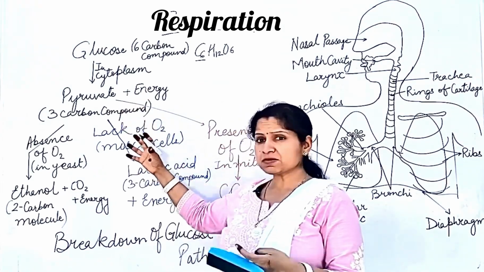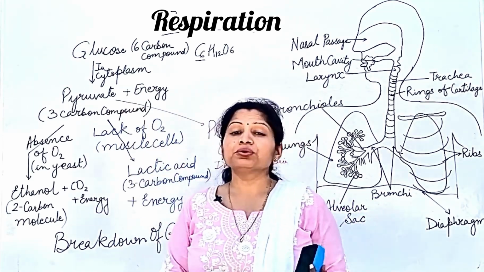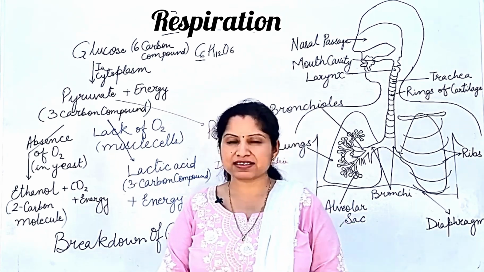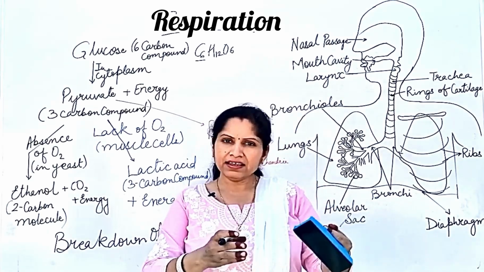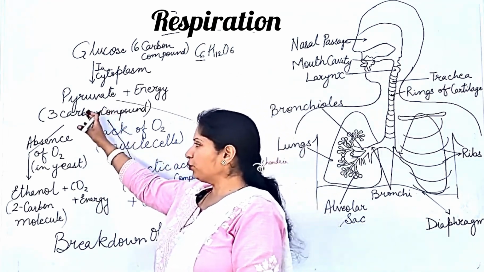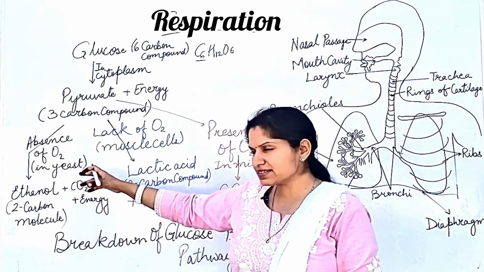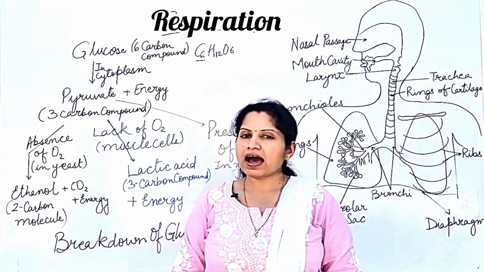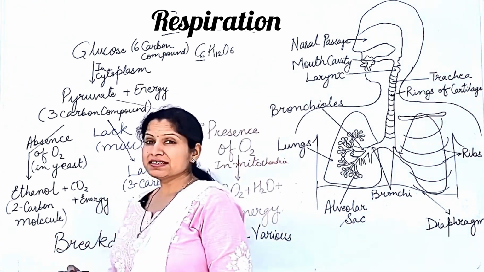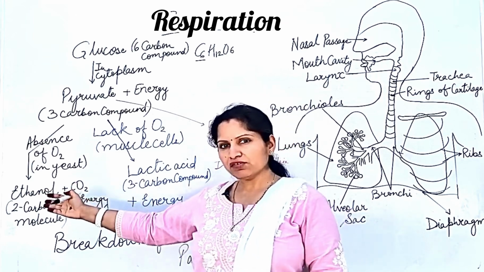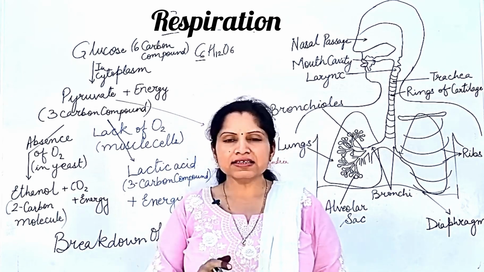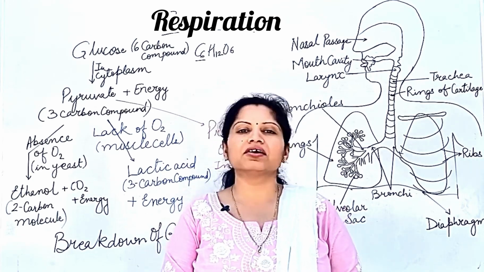Now, this pyruvate could be further broken down into different compounds depending on the type of organism. If that organism is an anaerobic organism, meaning it performs anaerobic respiration, respiration without using oxygen, then that pyruvate, in absence of oxygen, like in organisms such as yeast, will be converted to ethanol and carbon dioxide. Ethanol just has 2 carbon atoms. I hope you remember the formula of ethanol, C2H5OH. So ethanol will be formed, carbon dioxide will be formed, and energy will be released. Fine. This type of respiration is known as anaerobic respiration.